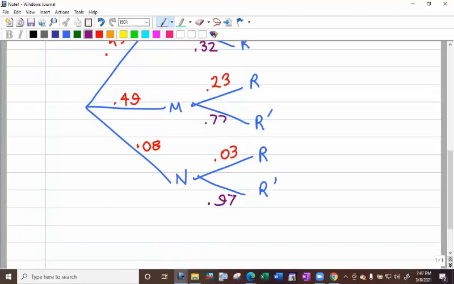The last one's kind of interesting, not so much for the Bayes theorem. Sometimes I have people say 0.03, and I ask them, okay, then what's the other one going to be? They'll go 0.07. No, not 0.07. That would be, 0.3 is 0.7, but 0.03 would be 0.97.